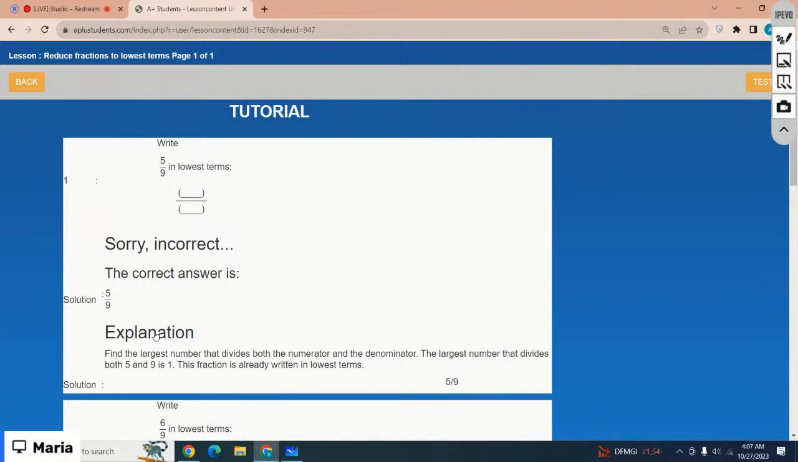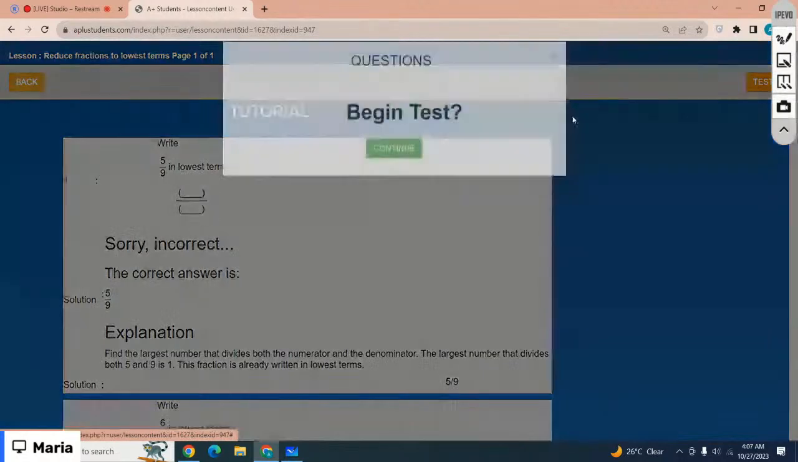So you have 5 by 9 in lowest term. How do you write 5 by 9 in lowest term? Which is the correct option? The correct option is 5 and 9 because the only common factor between 5 and 9 is 1. So that would be the same. Let's just start with the test questions.